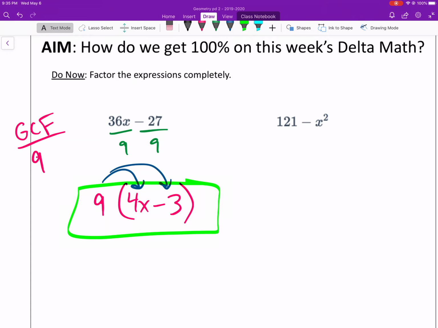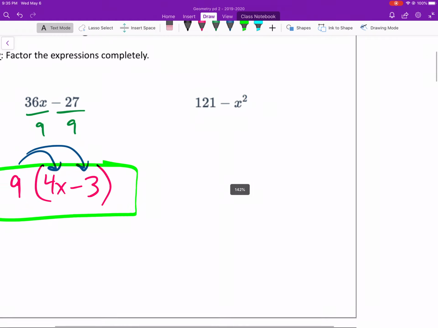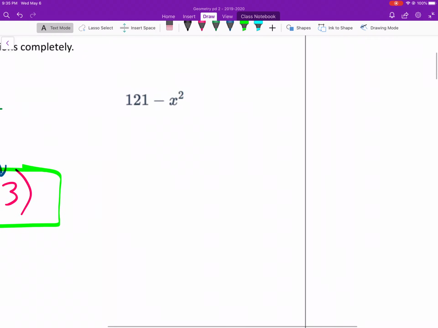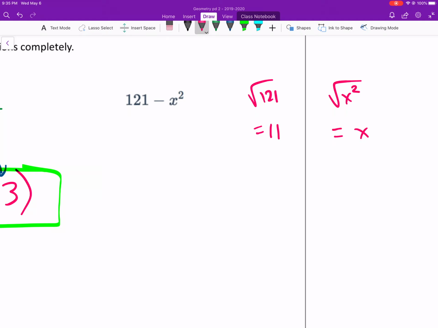Alright, next one. So 121 minus x squared. Is there a GCF? Hopefully you're thinking no, there is not a GCF. And these are perfect squares. 121 is a perfect square, that equals 11. And x squared is also a perfect square, that equals x, because x times x gives you x squared.